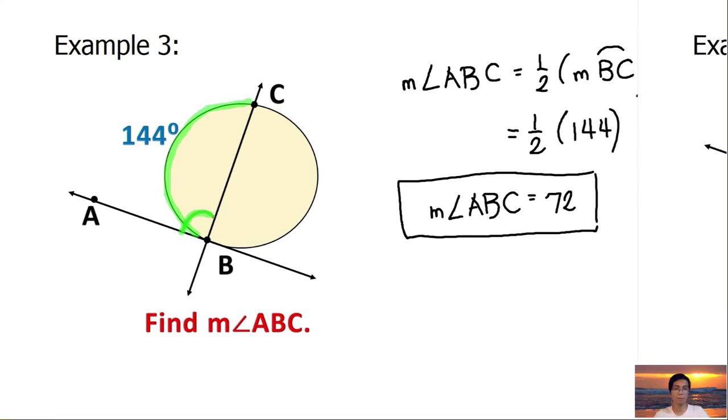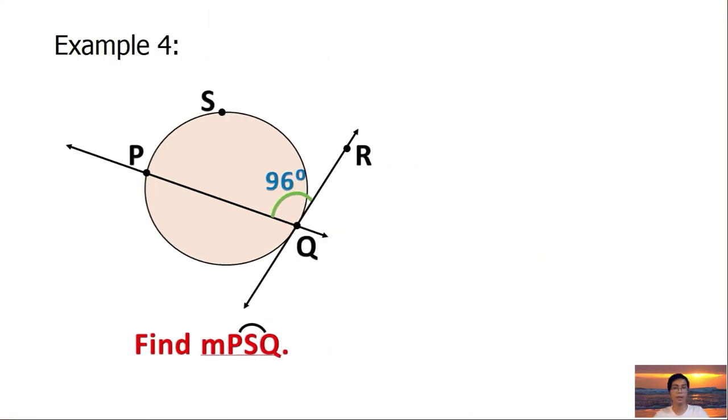Example 4. Let's find the measure of arc PSQ. So, tingnan pa rin natin. Si PQR, ito yung angle. Yung kanyang intercepted arc, ito PSQ. Tama? So, walang pagbabago dun sa first part ng ating solution. Ganun pa rin. Measure of angle PQR equals 1/2 times the measure of arc PSQ.